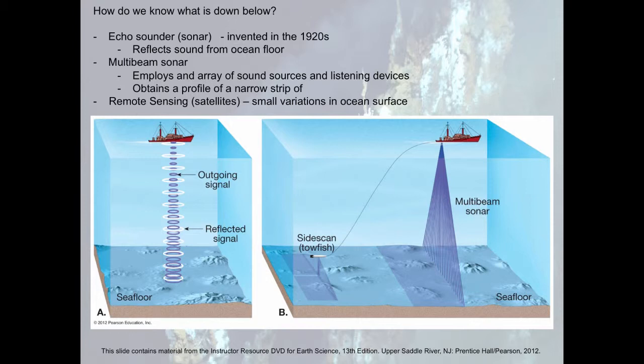And then remote sensing is a technique that satellites can use to measure small perturbations in the surface of the ocean, that is in the shape of the surface ocean, and those reflect deeper ocean floor structure. So there are several different ways of characterizing and mapping and generating an image of what the seafloor looks like.